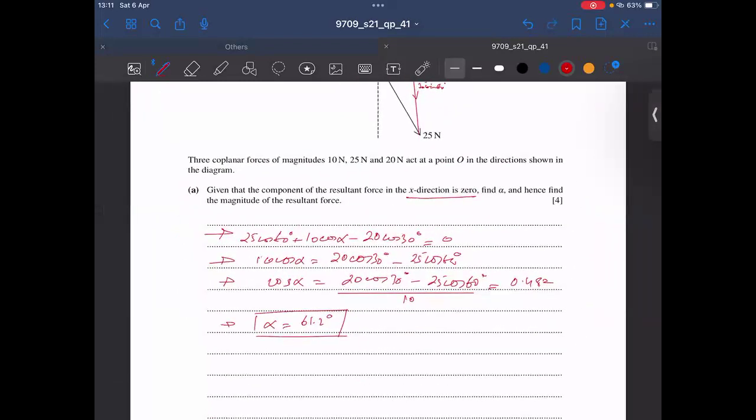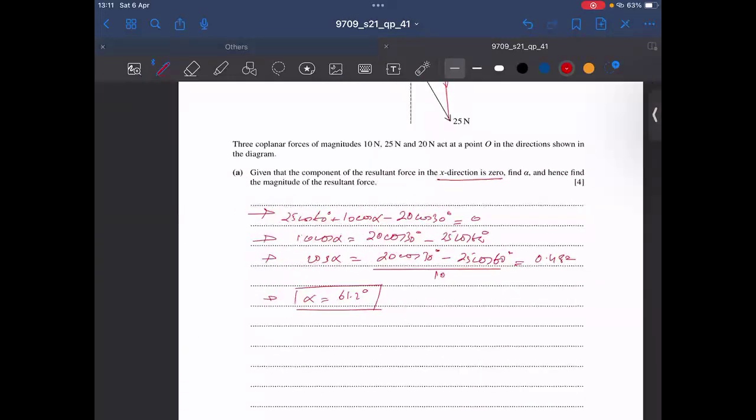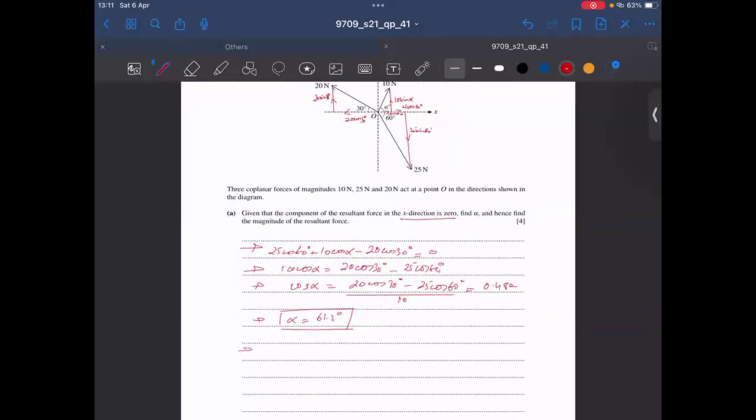Okay, so you're going to have only the resultant in the y direction. So let's take 10 sine alpha, that is 10 sine 61 degrees, plus 20 sine 30 degrees. Both are positive, acting upwards. And then minus 25 sine 60. So we are going to have Fy.